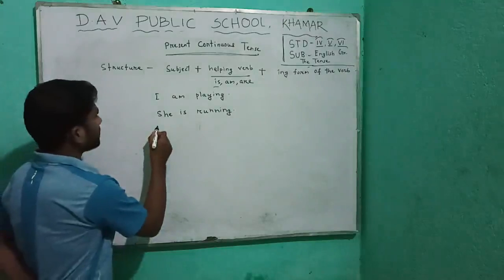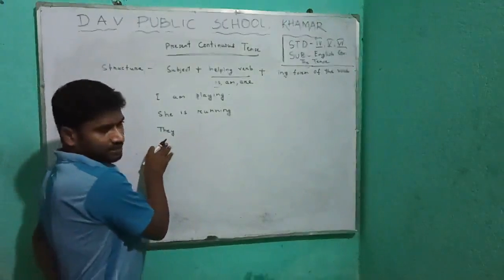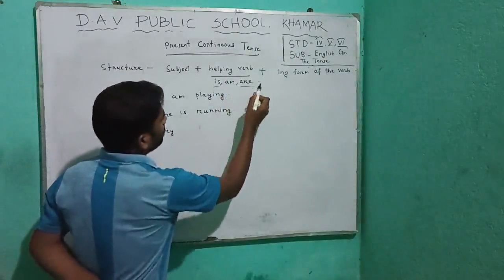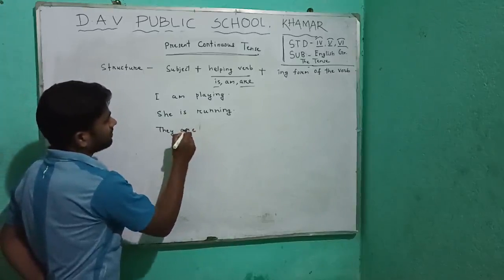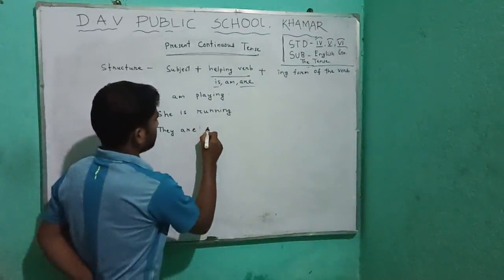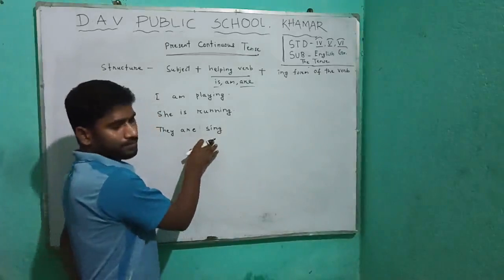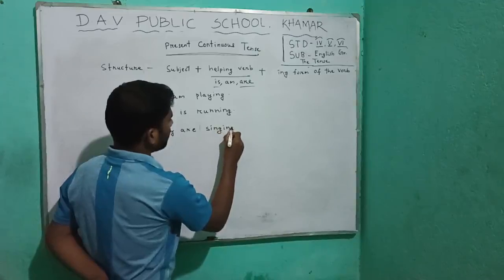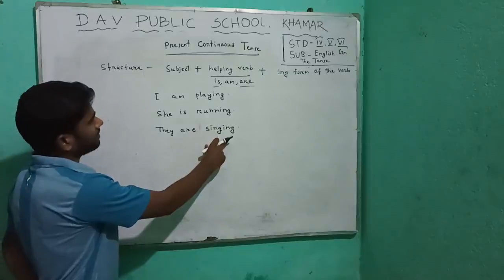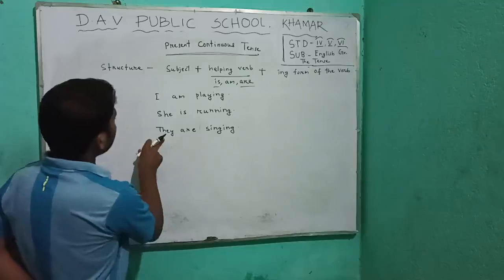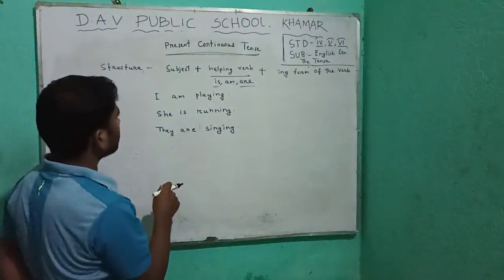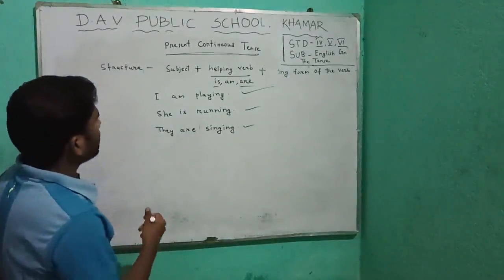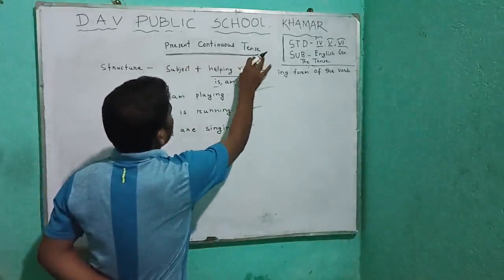Then they, third person plural, is the subject here. So here the helping verb will be are. They are singing. So here the base verb or root verb is sing, and we will have to add ing. So it will be singing. They are singing. Okay, so it is the formula or structure of present continuous tense, by which we can make sentences.